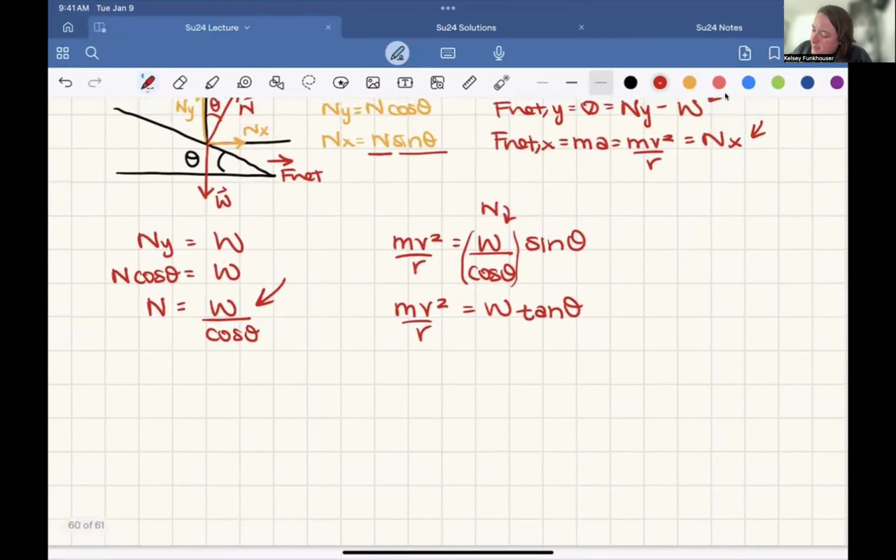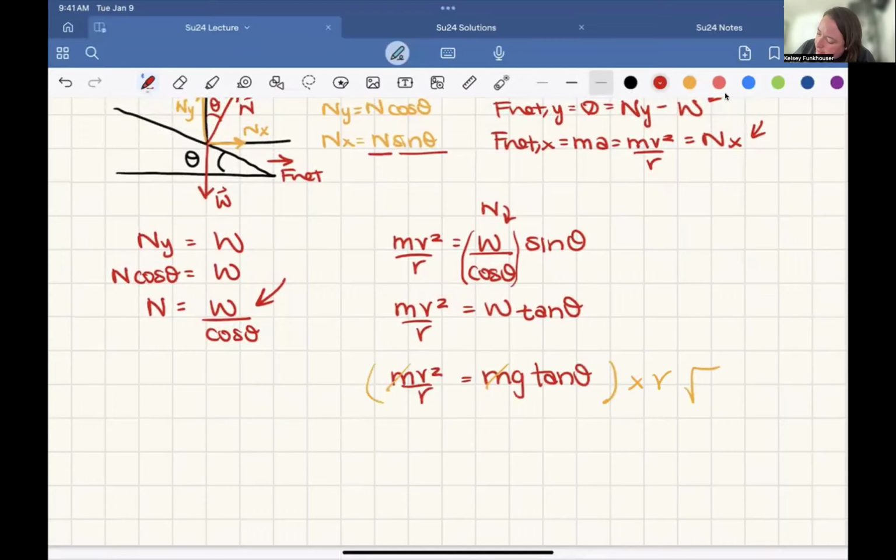And then one more move we can make is mv squared over r, and we'll plug in for the weight, which is just mg, tangent of theta. And again, our masses cancel out, which again is good because cars do not have the same mass. So the structures of what they're driving on should not be dependent on their mass, or at least on any one individual mass. Okay, then we want to multiply both sides by r and take the square root again.